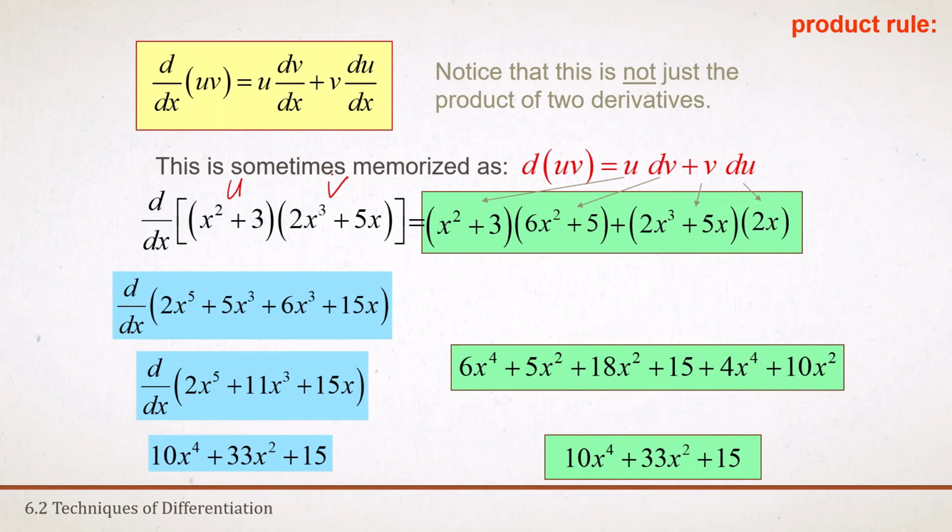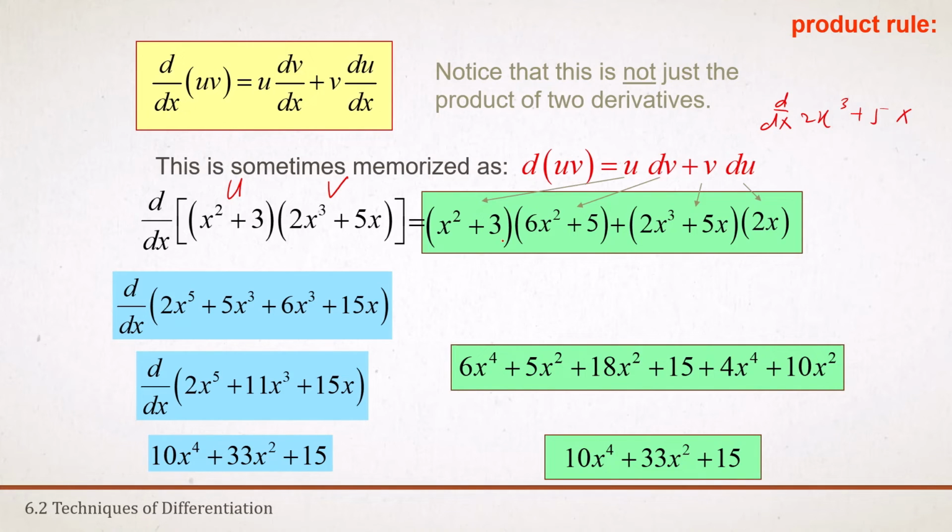dv is actually the differentiation of my v. So I have 2x cubed plus 5x. I differentiate this one, I will get 6x squared plus 5. And I want to differentiate u, I am going to get 2x. So I return here. If you look at here, my differentiation is almost complete.